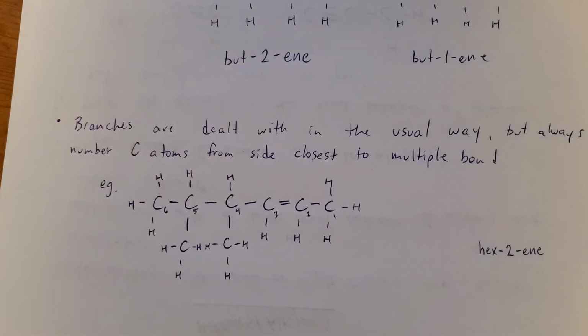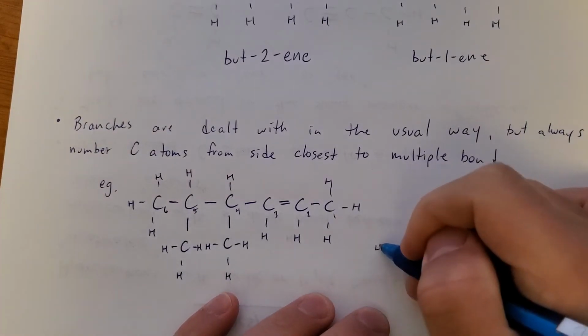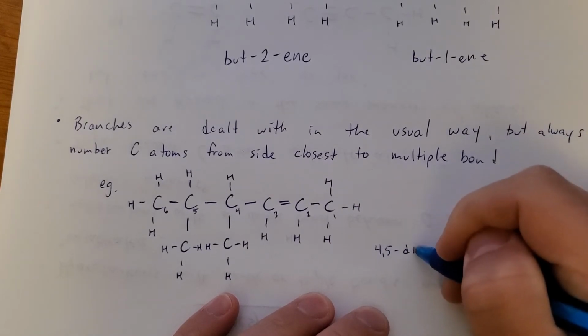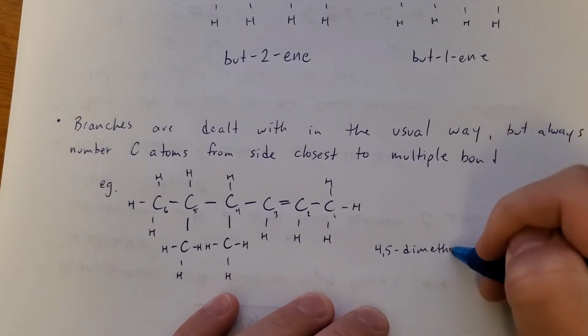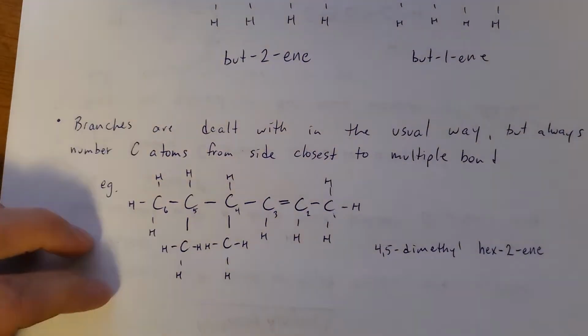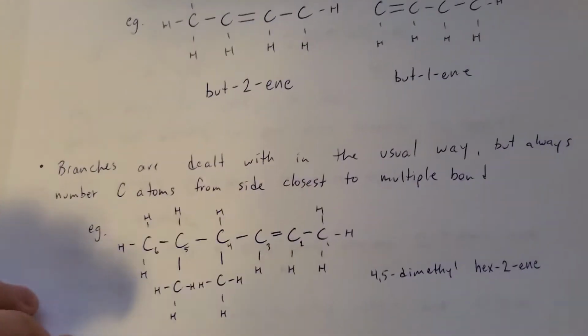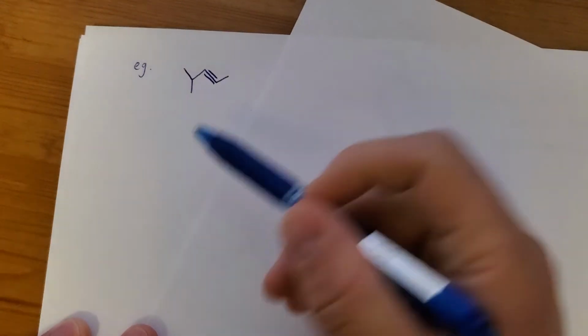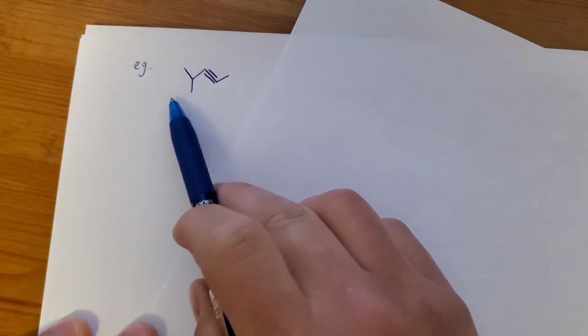Now we deal with the branches. I've got a methyl at 4 and a methyl at 5. This is going to be 4,5-dimethylhex-2-ene. All right. I've got some more for us. I'm going to throw some line structures at you. So this one looks pretty cool. I think they always look cool in this format.